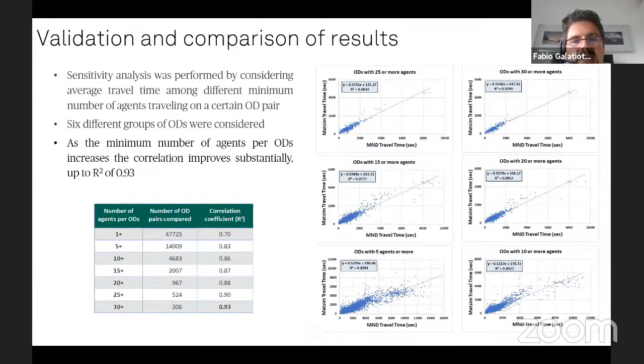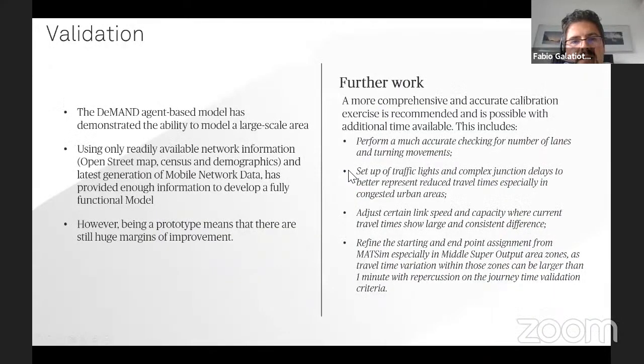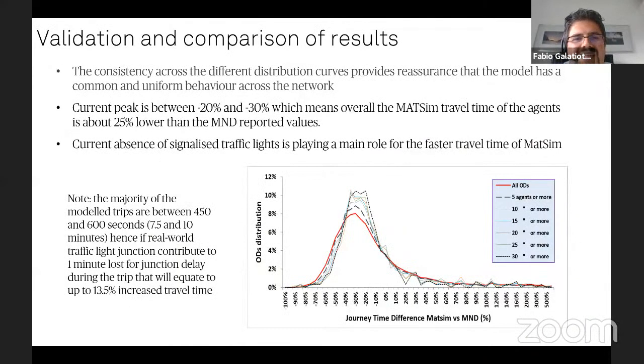If you move into the last group of slides, as I mentioned, overall the behavior of the model is quite stable in terms of sensitivity through different routes and different numbers of agents per route.